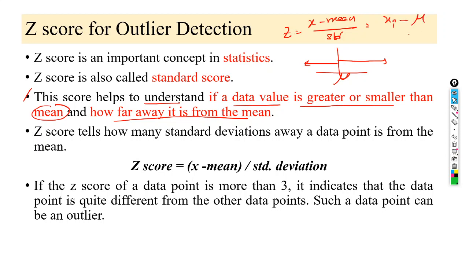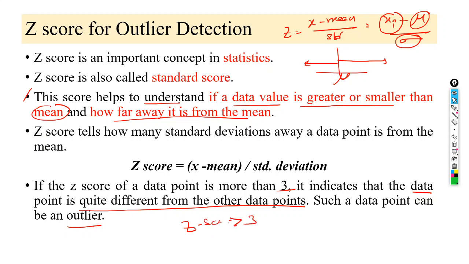That is, xi minus mu divided by sigma. Here xi is the observation of the input feature, mu is the average of this input feature, and sigma is the standard deviation of that input feature. If the z-score of a data point is more than 3, like a third standard deviation, it indicates that the data point is quite different from the other data points. Those points are the outliers.